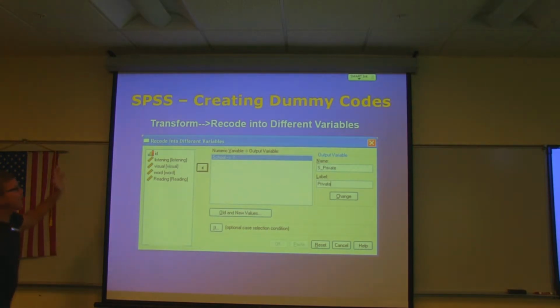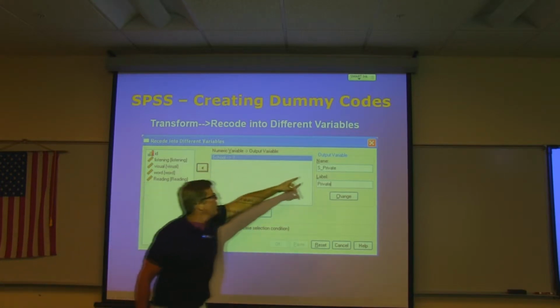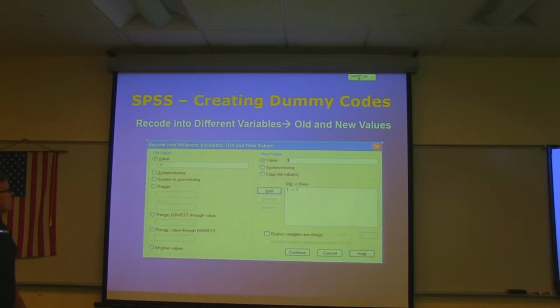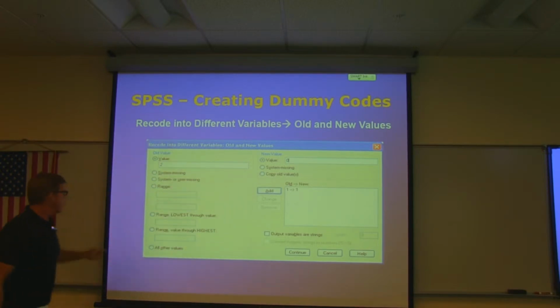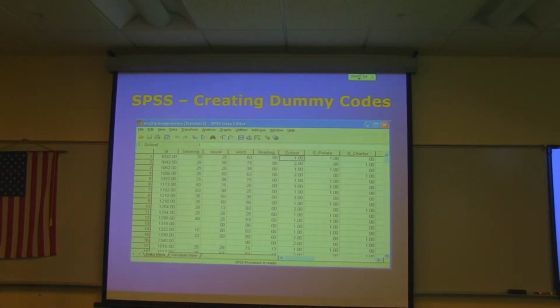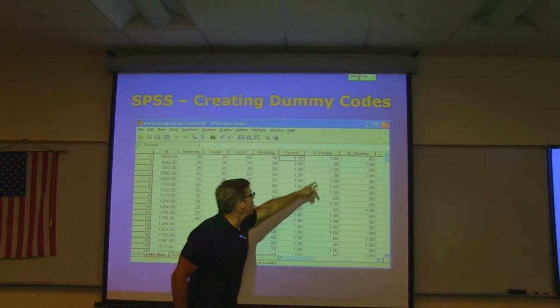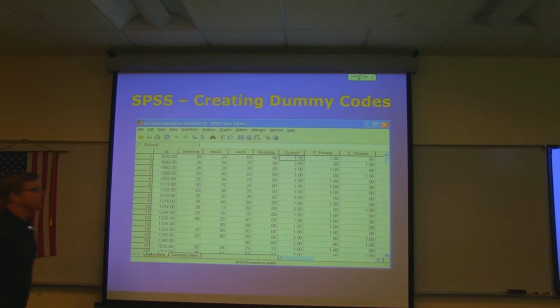Creating dummy codes. We bring the general variable school over and do our work here with the output variable. And then we'll continue. Old values, new values. So we fill in what the old value is, and then we put new values, and then we continue. And we have our data set, and so now we have our dummy-coded private school variable, 0s and 1s, and dummy-coded charter school variable, 0s and 1s.